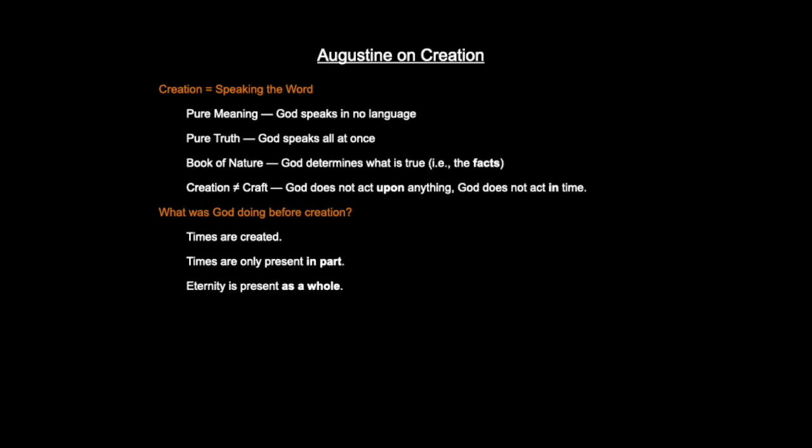And again, this is important for the conflict with Aristotelianism, because Aristotle will think about a lot of things in terms of craft, right? Like the actual making of something. And Augustine's point is, creation is not craft, because craft is itself something that happens in time. Actually making, that's something temporal, and if it's temporal, it is created, rather than the basis of creation. So, again, God doesn't do anything, because doing is in time. God simply speaks the word.